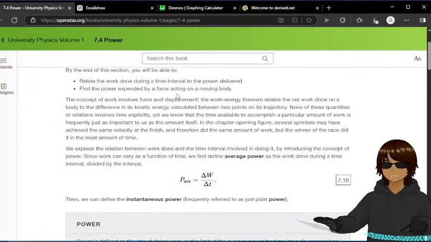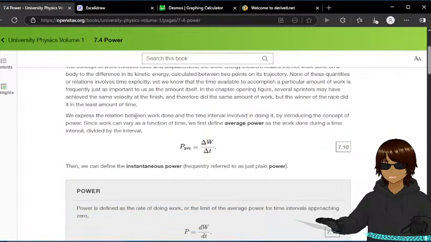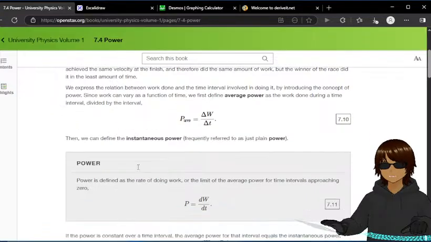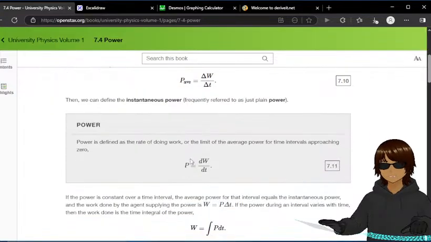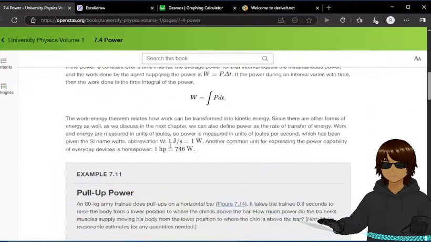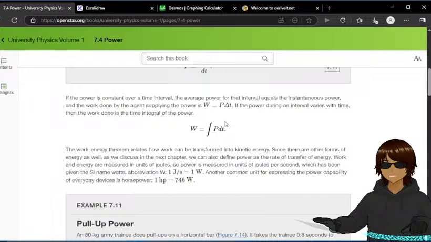The concept of work involves force and displacement. The work energy theorem relates the net work done on a body to the difference in its kinetic energy, calculated between two points on its trajectory. We express the relationship between work done and the time interval involved in doing it by introducing the concept of power. Since work can vary as a function of time, we define the average power as the work done during a time interval divided by the interval. Then we can define the instantaneous power. Power is dW over dt. If the power during the interval varies with time, then the work done is the time integral of the power.